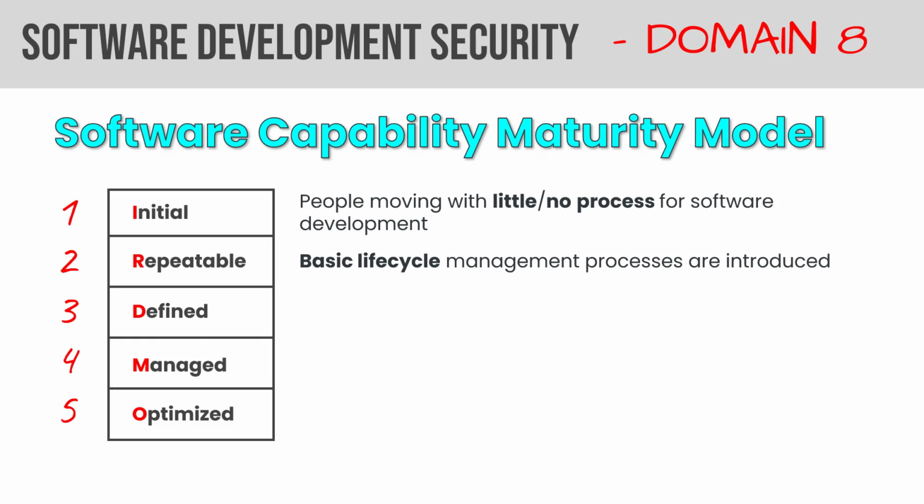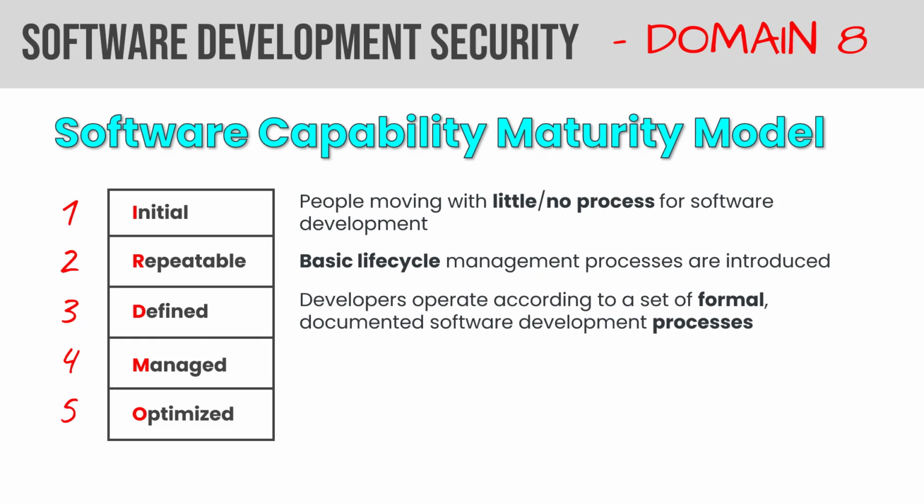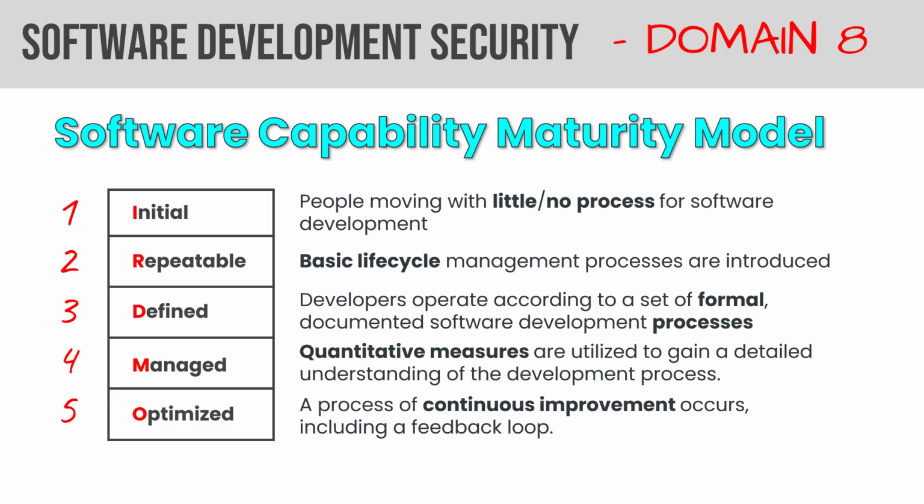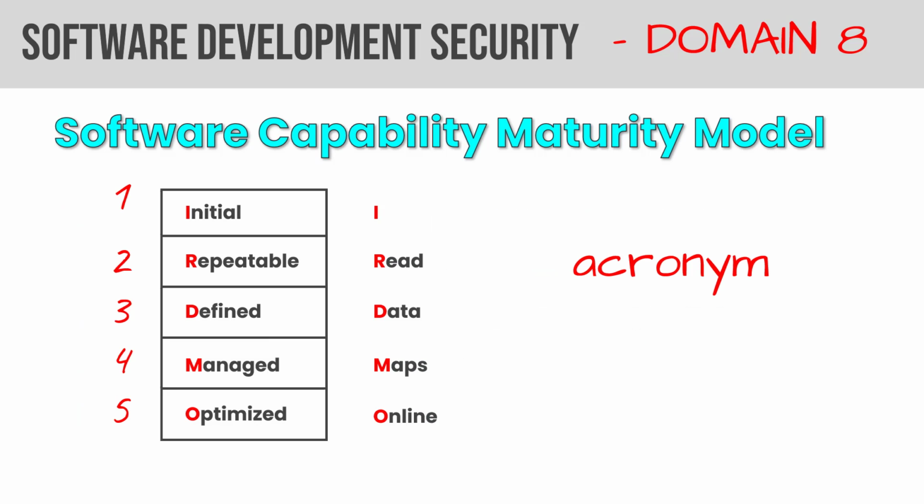Repeatable. This is where we have basic life cycle management processes, and then moving into defined, where developers operate according to a set of formal processes for software development, documented processes. Managed, we have quantitative measures that are utilized to gain a better understanding of the development process and how we're doing. And then optimized, where we have a process of continuous improvement that occurs, including a feedback loop. So software capability maturity model, another you'll need to know for the exam for sure. But again, I read data maps online, a good way to commit this one to memory.